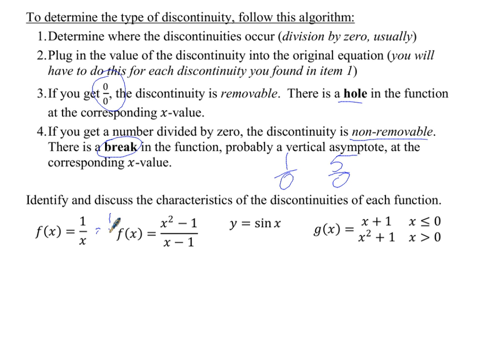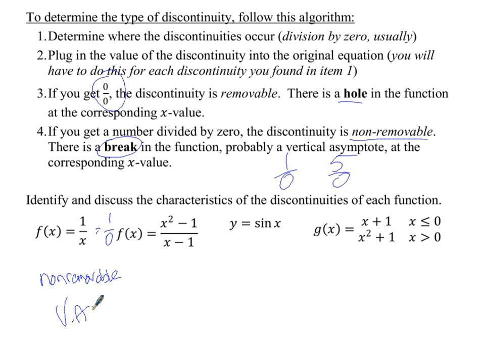I get 1 over 0. So therefore, this is a non-removable discontinuity. And what type of discontinuity does that look like if we were to graph it probably? We actually know this because we've done this one before. Vertical asymptote. So that's the idea on these types of problems.